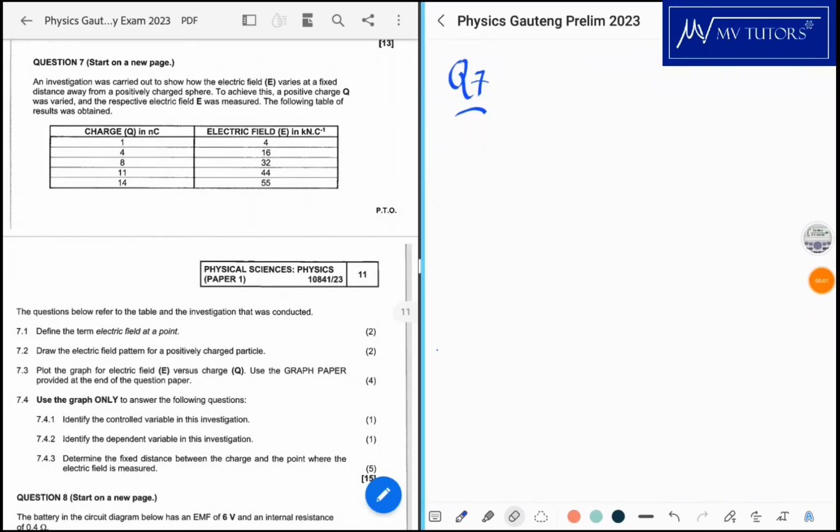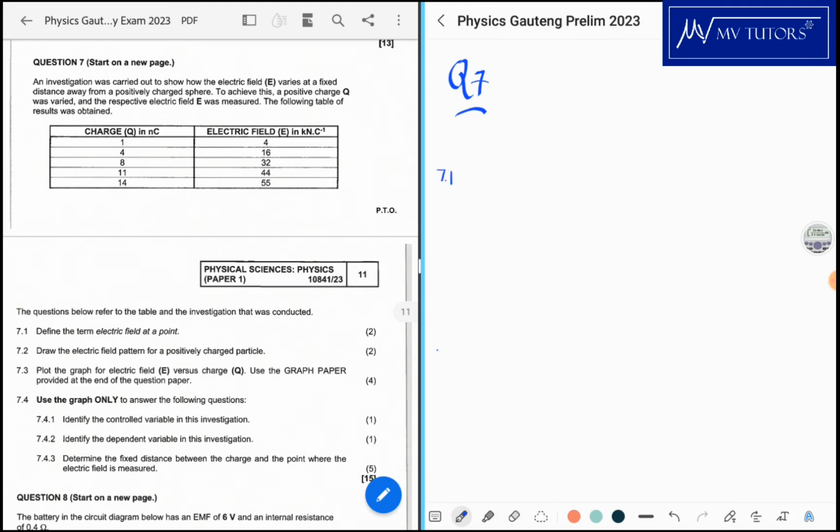Question 7. An investigation was carried out to show how the electric field varies at a fixed distance away from a positively charged sphere. To achieve this, a positive charge Q was varied, and the respective electric field E was measured. The following table of results was obtained. Now we can see a trend here that as you increase the charge in nanocoulomb, the electric field as well increases. Now 7.1, let's just answer the questions.